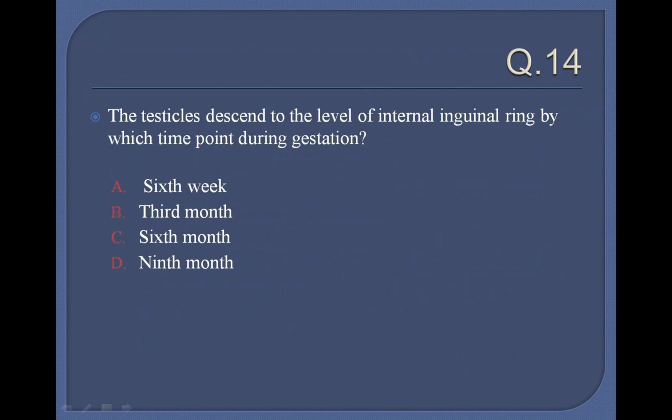As per what I have read, it is the 7th month. It reaches the deep ring and scrotum by birth or 9th month. So I don't know. You have given 6th month as a correct option. It starts by the 3rd month. It reaches the deep ring by the 7th month, and the scrotum by birth, or you can say the 9th month. So I'll go for C.